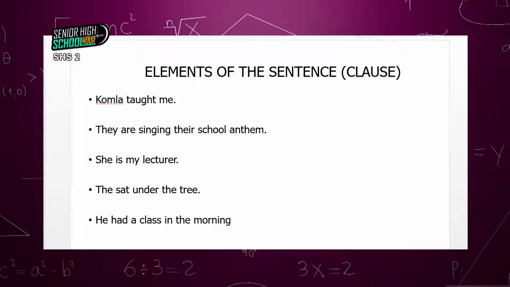They sat under the tree. Where's the predicate? Sat under the tree. And the subject? Oh, the word didn't come, so we have to correct that. It's they sat under the tree. The next sentence is, he had a class in the morning. Where's the predicate? Had a class in the morning. And the subject? He.